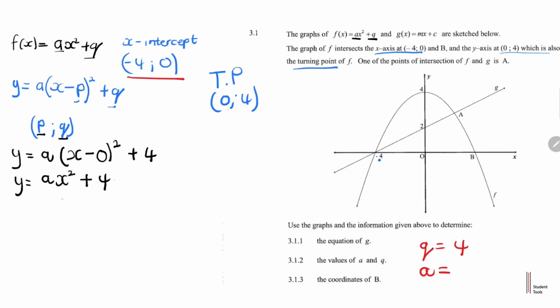So we have this expression now. For y, we will substitute with a 0 because we are using this coordinate. And then for x, we will substitute with a -4. So now let us do that.